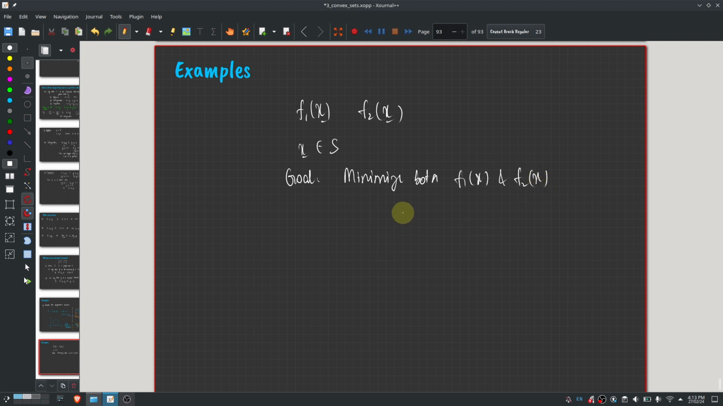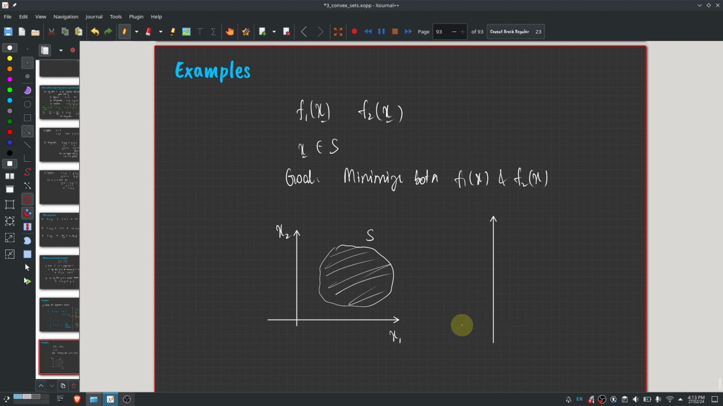All right, so for example, this x could be a vector in R2. It's possible that x is equal to some (x1, x2). So this is my set S, and corresponding to every vector x, I can also compute f1 of x and f2 of x.